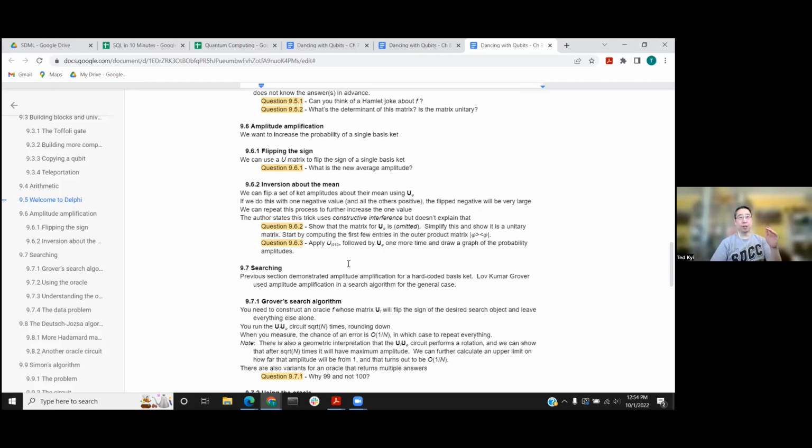And the net result of the combination of those 2 is that whichever one was the biggest is now going to get slightly bigger amplitude, slightly closer to 1, and the other ones are going to get slightly closer to 0.